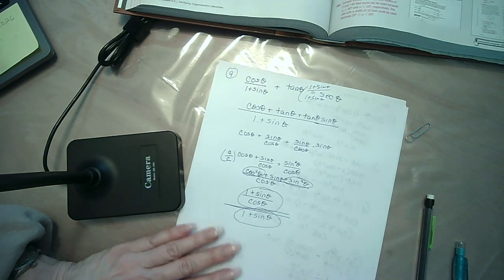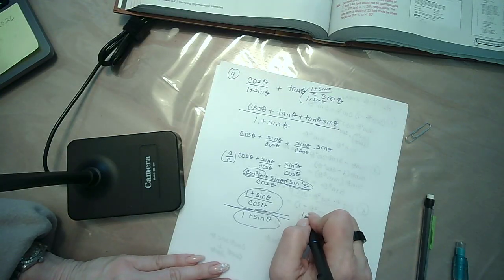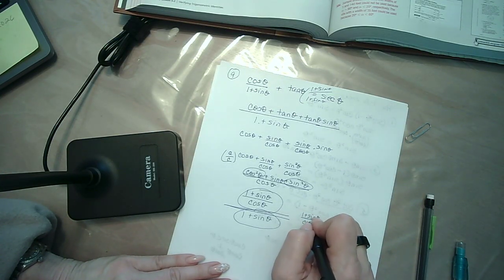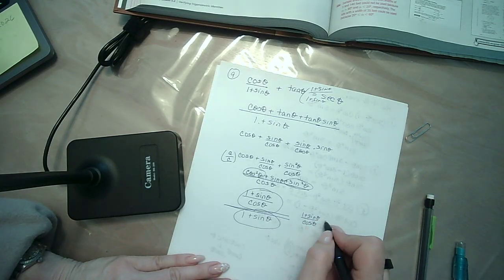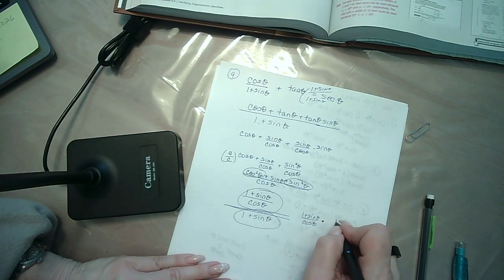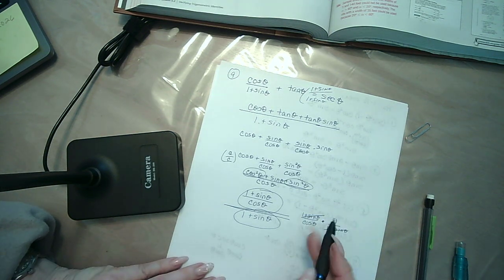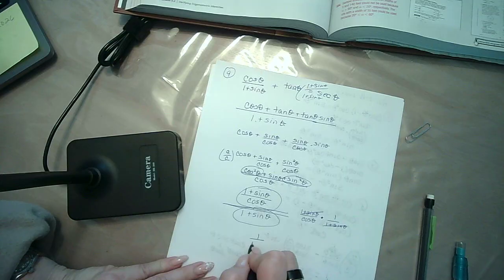So what does that look like? That looks like 1 plus sine theta over cosine theta divided by that, which is multiplying it by the reciprocal. Look what just happened. This and this canceled out. So I'm left with 1 over cosine theta, which is really secant theta, which is what I wanted it to be.